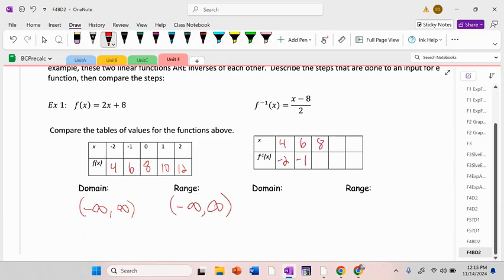8. 8 minus 8 is 0. 0 over 2. Look at the other chart. 10. 10 minus 8 is 2. 2 divided by 2. Look at the other chart. Stop telling me to do that. 12 minus 8 is 4. 4 divided by 2. Look at the... Shut up. All right.